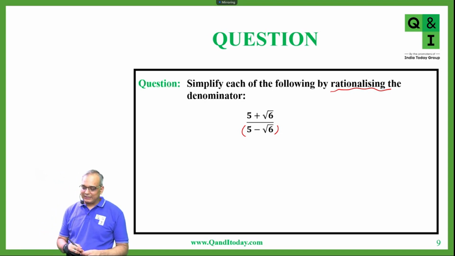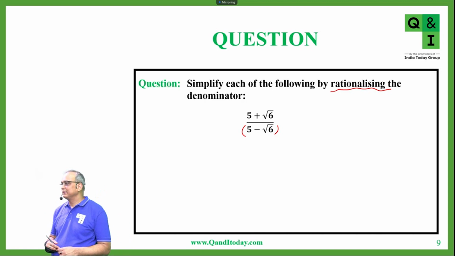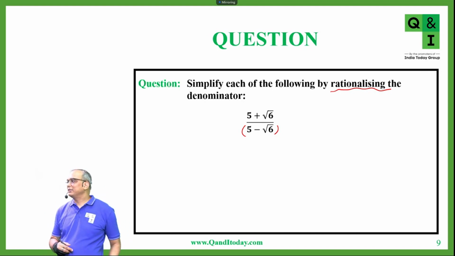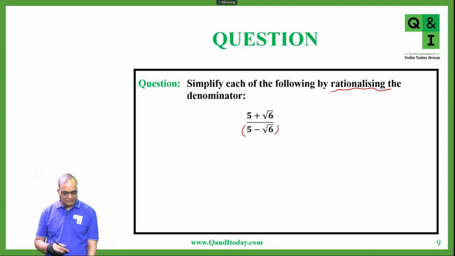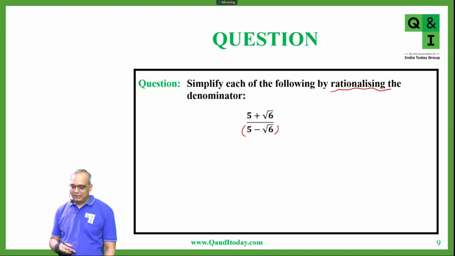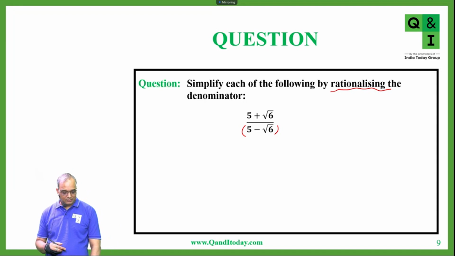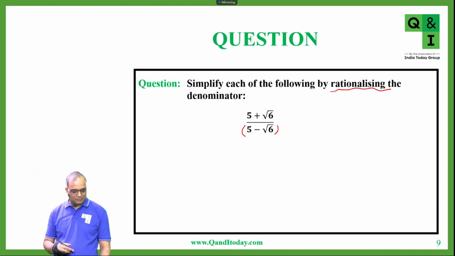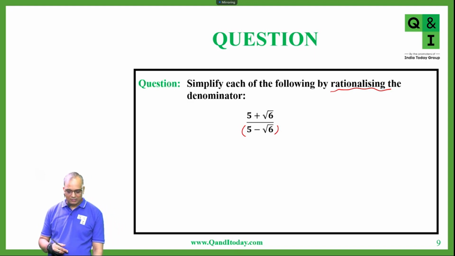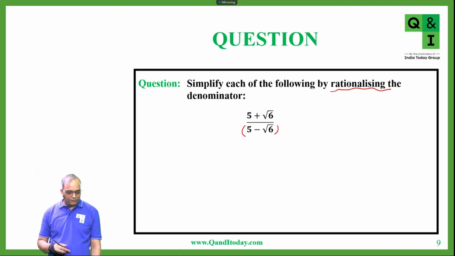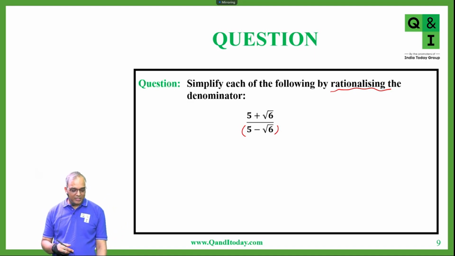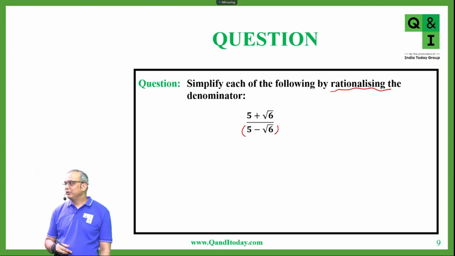One is not the answer. Students who are writing 1 as the answer, 1 is not the answer. Please recheck it. Sir, the answer will be 5 plus root 6 upon 19. So 5 plus root 6 upon 9. The denominator is correct, but the numerator you will have to check. The numerator is not correct.